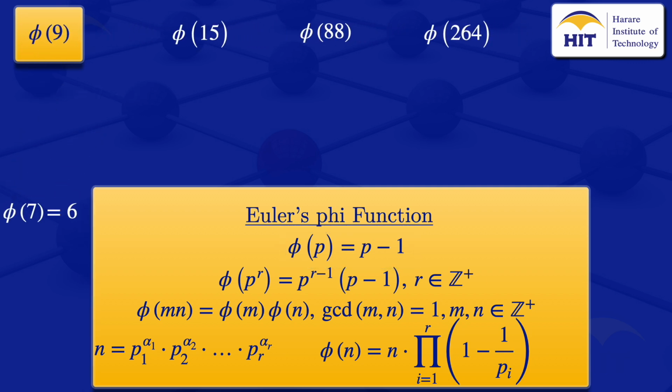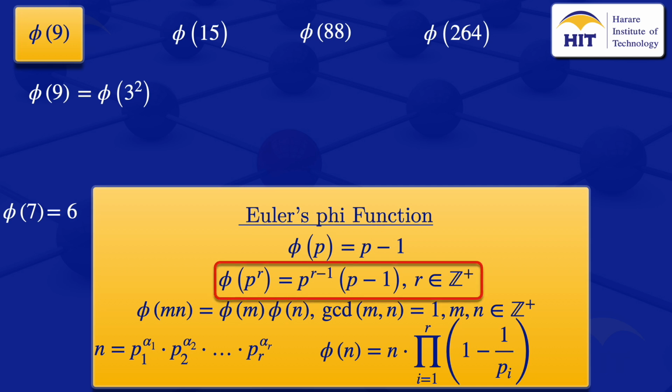I will now move on to the second one, phi of 9. In this case, the 9 is not a prime number. So we try to find the prime factorization of 9. The prime factorization of 9 is 3 squared. So we'll be having phi of 3 squared. When it is of that form, we can use this property, where our p is 3 and our r is 2. So phi of 3 squared is equal to 3 to the power 2 minus 1 times 3 minus 1. And that gives us 3 times 2, which gives us 6.